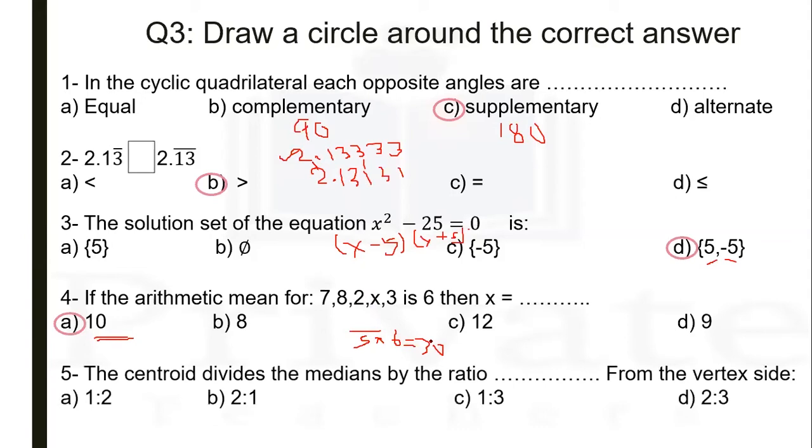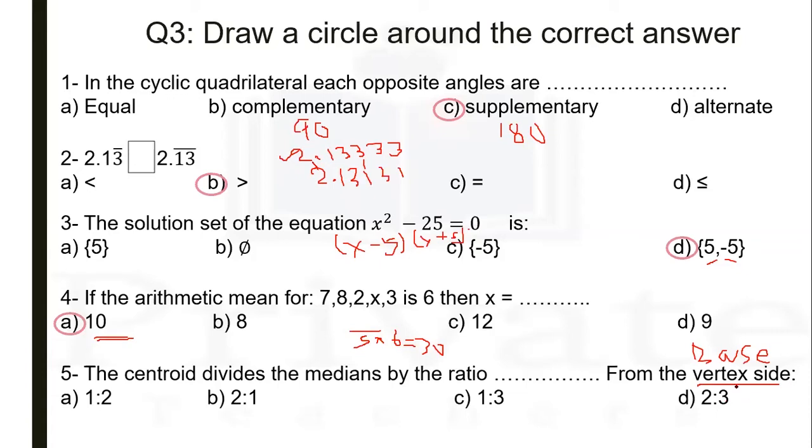Then the centroid divides the medians by the ratio dash from the vertex side. Here, the most important thing to focus on is this word, the vertex side. Sometimes the question comes as from the base side. And this is the difference. Here, this is the inverse of the vertex side. The inverse of the vertex side is the base side.